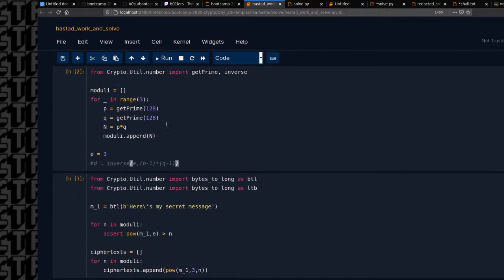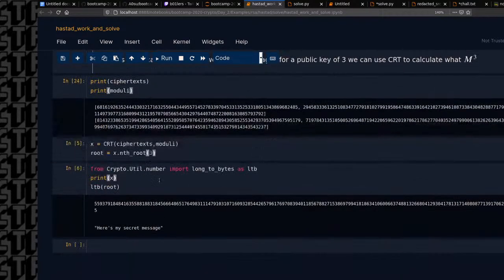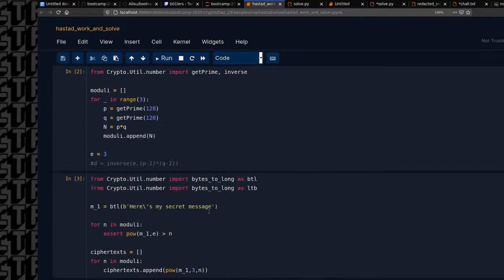So I reran it. I'm not sure what happened there, but same idea. We have the same message, 3 moduli, and 3 corresponding ciphertexts. The Chinese remainder theorem allows us to reobtain that m cubed value. Taking the root of that gives us back m. Transforming that from bytes to a long, or long to bytes, my bad, gives us back the original message. It says, here's my secret message.